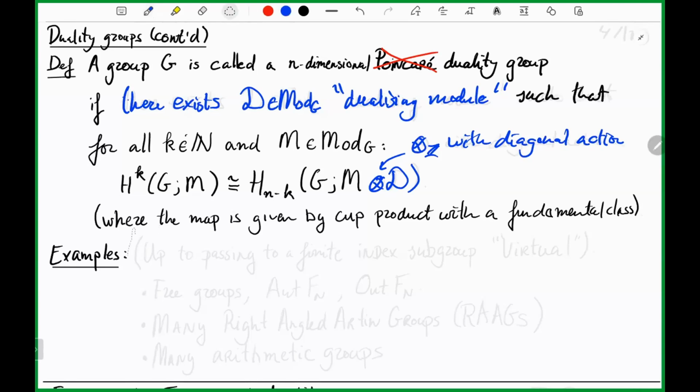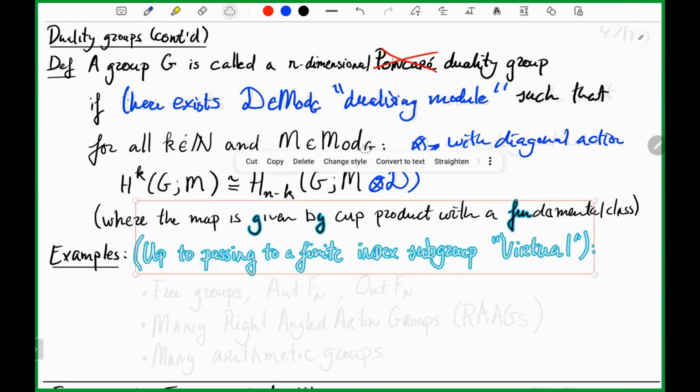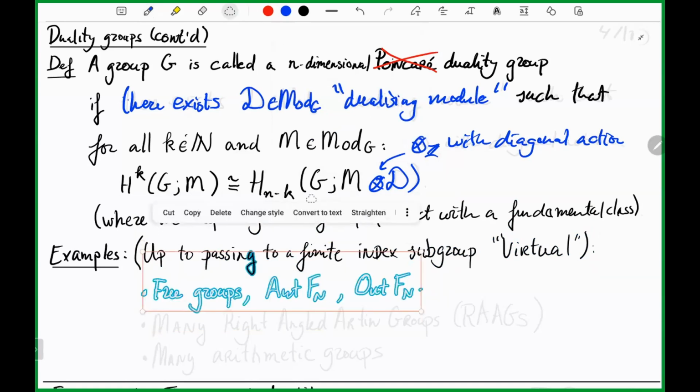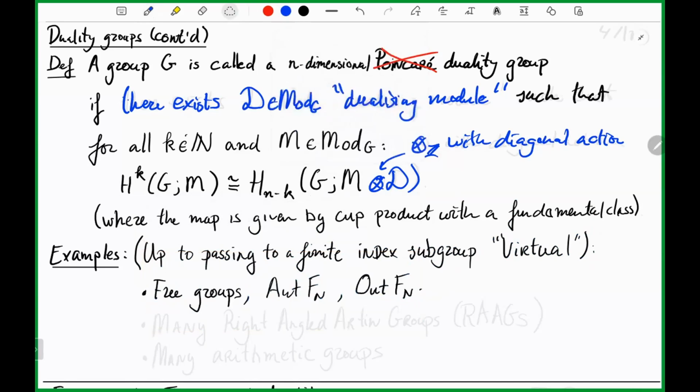So a bunch of examples. Many of these examples are up to passing to a finite index subgroup, or virtual, as it's often called. Well, the first class of examples, which is the main motivation for the work that Ric and I have been doing, is this series of groups. So free groups are examples of duality groups, but also their automorphism groups and their outer automorphism groups.